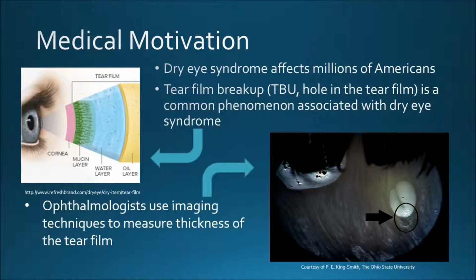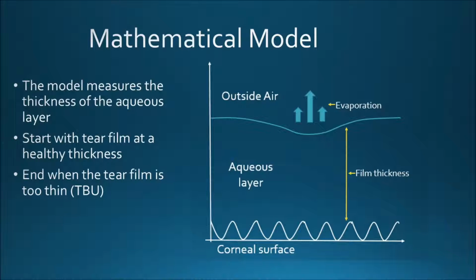We hypothesize that the patches of roughness are evidence of tear breakup, and we develop a mathematical model to explore this possibility. Our model works in the following way. We simplify the tear film to one layer, the aqueous layer. This makes it easier for us to simulate its thickness, which is the desired variable.